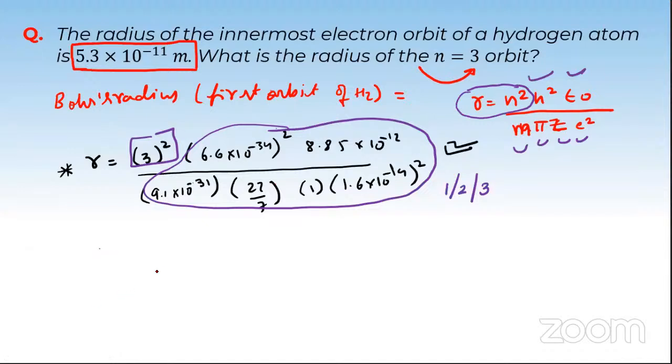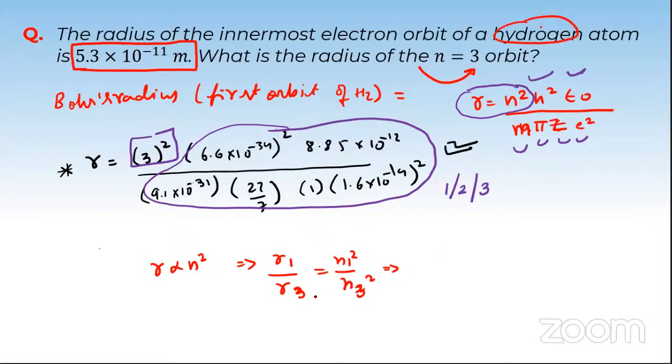So what I can do is write R is proportional to n square. Therefore, R1 by R2 is equal to n1 square by n2 square. Now I want the radius of the third orbit, so R1 by R3 is equal to n1 square by n3 square. Z is always 1 for hydrogen. Here also I'm calculating only for the hydrogen atom, so I'll put Z is equal to 1.